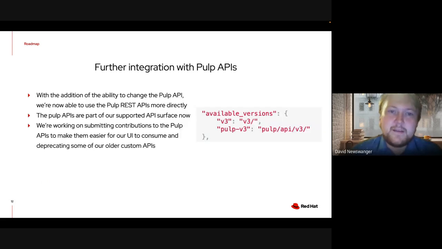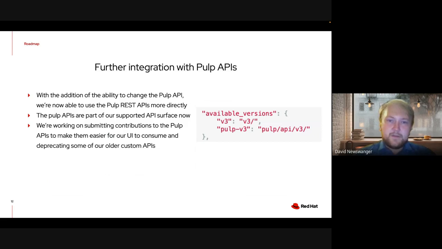The next thing I'd like to talk about is some further integration with the Pulp APIs. When we initially launched Automation Hub, it was just a service on console.redhat.com for distributing certified collections. And console.redhat.com had this limitation where you could only provide APIs via a namespace for your application. In our case, that was API/Automation Hub. And at the time, Pulp didn't allow us to change the API route. So we ended up having to build a bunch of custom APIs off of the Pulp serializers and viewsets to run the UI with.